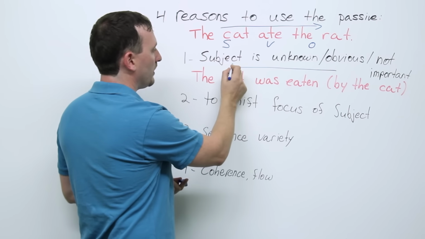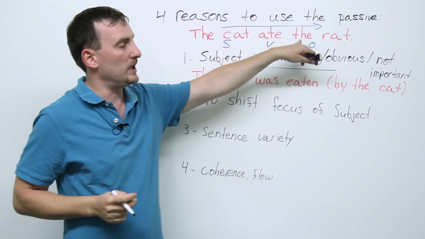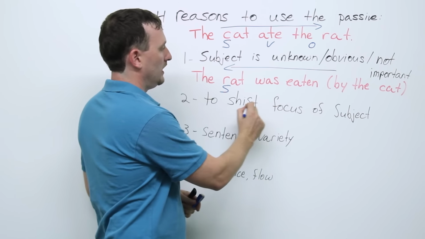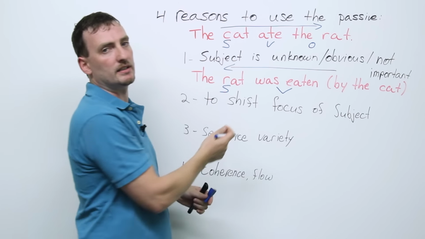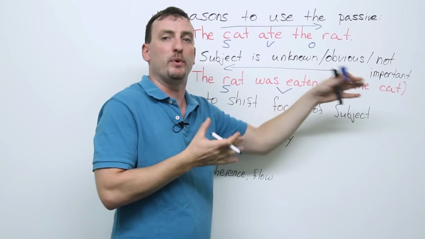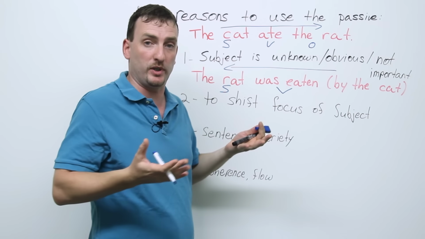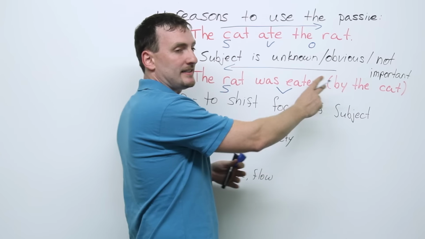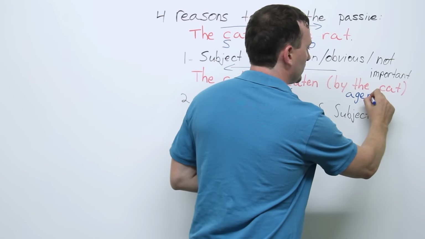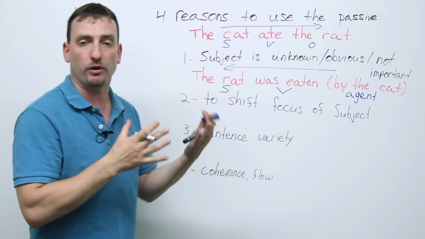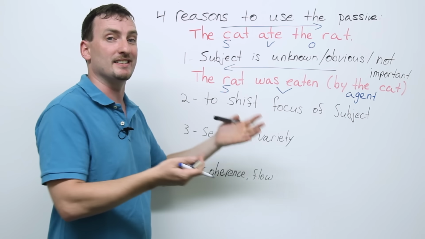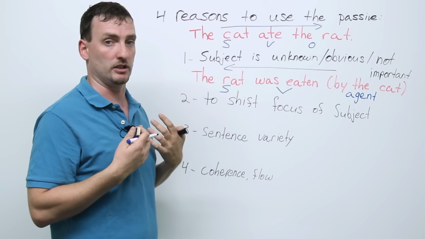We are going now this way. What was the object is now the subject. And we have a verb, was eaten. By the cat is now less important. If we want to say it, we say it. If we don't, we take it out. But this is now not an object. We call this now the agent. The person or thing that is doing the action. So the difference here is that the subject is now receiving the action.